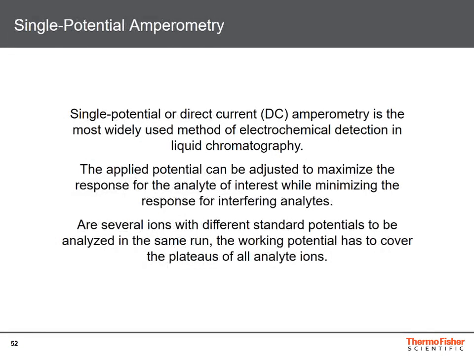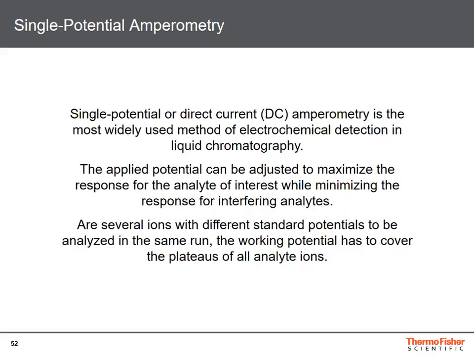Single potential, or direct current amperometry as it is often called, is the most widely used method of electrochemical detection in liquid chromatography. Single potential amperometry means that we apply the oxidation potential at all times and that we measure the resulting oxidation current at all times.